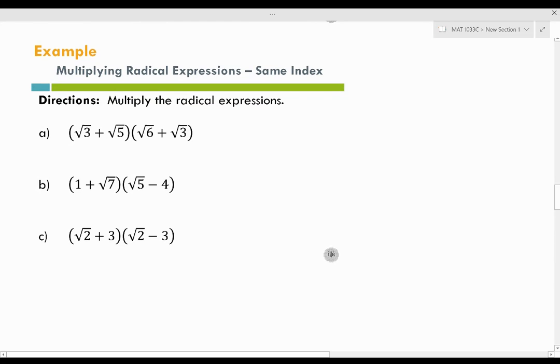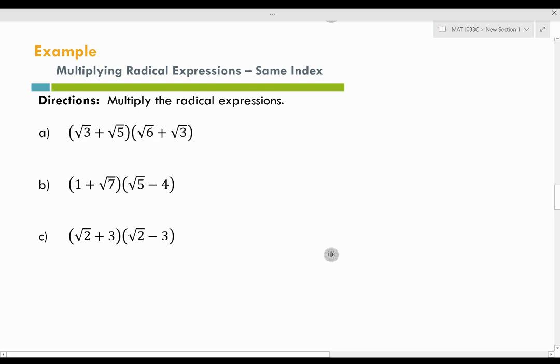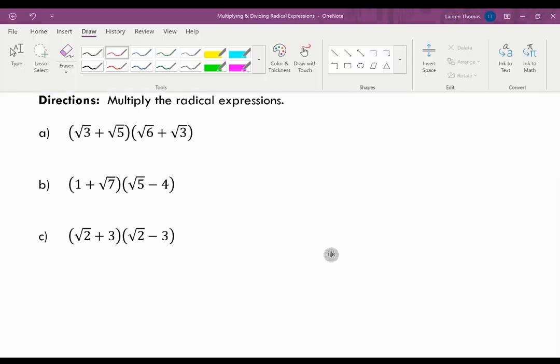All right, let's try this set. Before, we've tried to multiply singular ones together, then we use the distributive property. Now we've got 2 binomials multiplied by each other. So when we multiply all of these, we're going to have to use FOIL, okay? Remember, FOIL stands for first, outside, inside, last. So we're going to use FOIL on these.